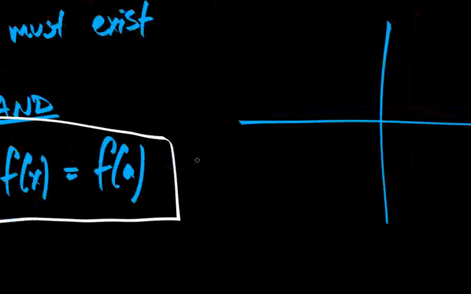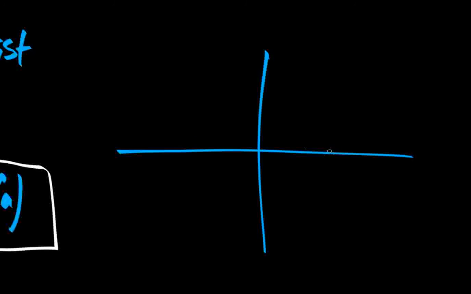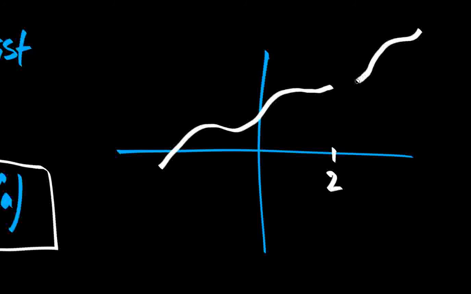Let's look graphically at what that means. So let's say the number we're getting close to is, let's say, 2. And we have some function, and let's say to the left of 2 it looks something like this. Remember, for a limit to exist, the left limit must be equal to the right limit. So the right side of the function has got to look something like this. Okay, so this would be the case of the limit existing.